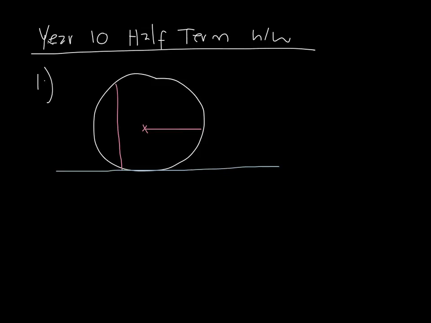Year 10 half-term homework solutions. Question number 1. You had to label each of the parts of the circle using the words provided.